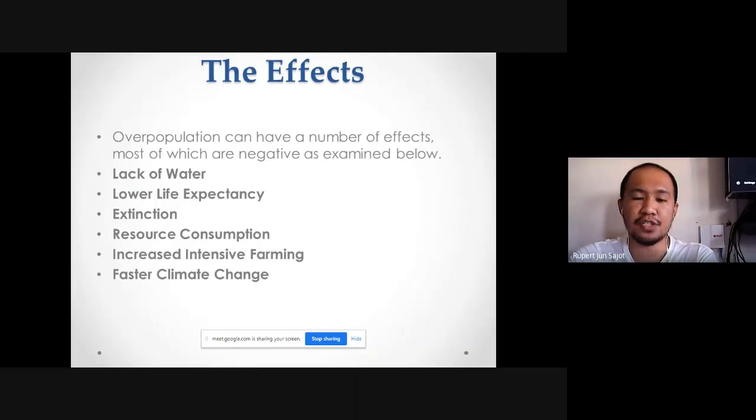All right. Resource consumption, like what I said, overpopulation consumes more than its counterpart. Increased intensive farming. Of course, the number of population causes people to do more farming because we need food directly on our table. What would happen is that our land could not recuperate from the farming because we kept on planting right after harvesting, right? And faster climate change. No need to introduce what's happening with our planet because of climate change. So again, these are the effects of overpopulation.